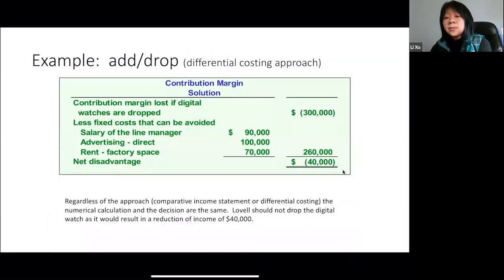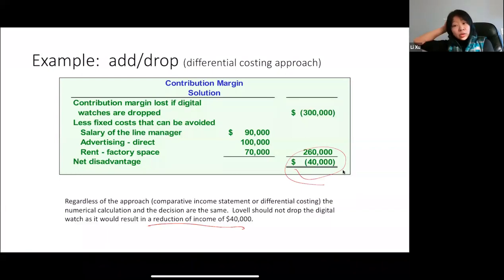So we can do a second approach by just looking at the cost, right? We can say, hey, if we drop it, is there any difference in cost? Here, if you drop it, you're going to lose $300,000, that's your contribution loss. But you can save all this cost. So compare incremental revenue loss to the incremental cost savings. You will say, hey, actually, I lose $40,000. This is not a smart move, so you should not drop the watch. This will give you a reduction of income of $40,000.